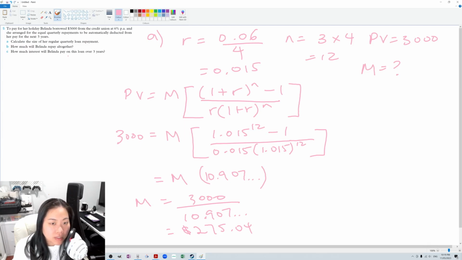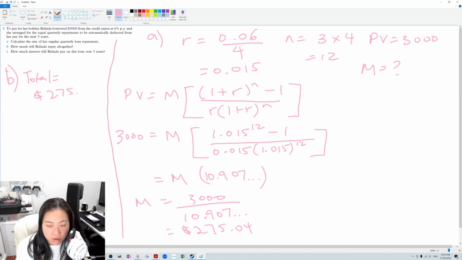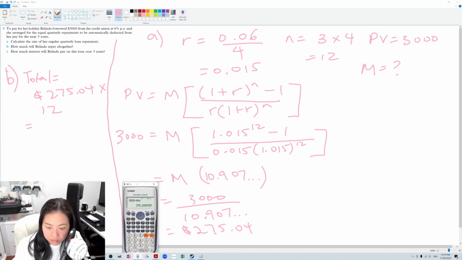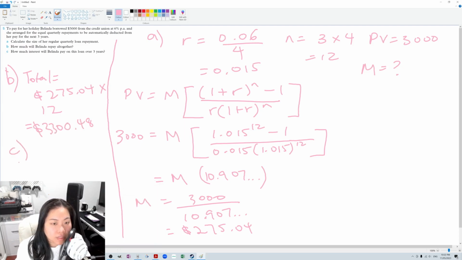B. How much will Belinda repay altogether? Altogether, in total, she's going to pay $275.04 multiplied by 12, times 12, which is 3300.48. Then C, how much interest will she be paying over the loan?